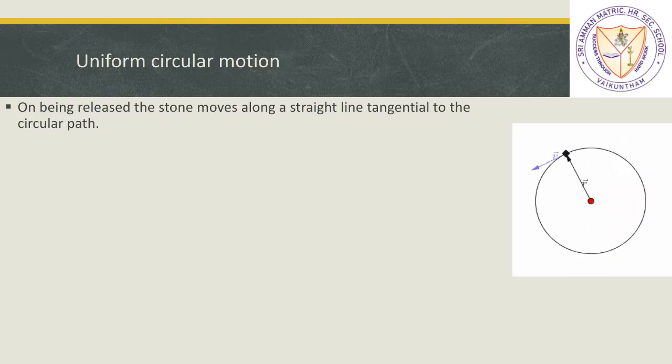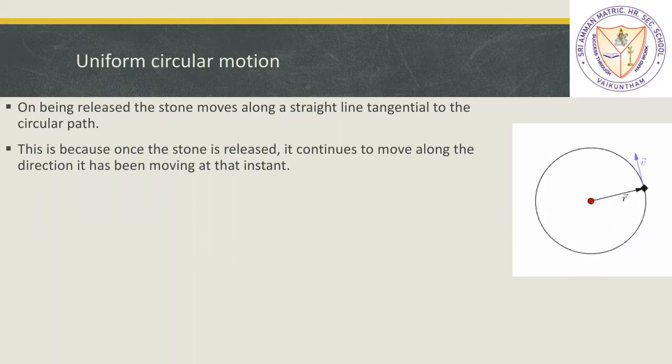So it will be moving along the tangent to the circular path. This is because once the stone is released, it continues to move along the direction it has been moving at that instant.